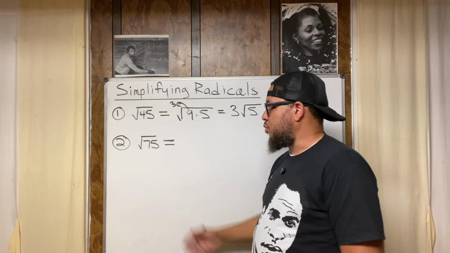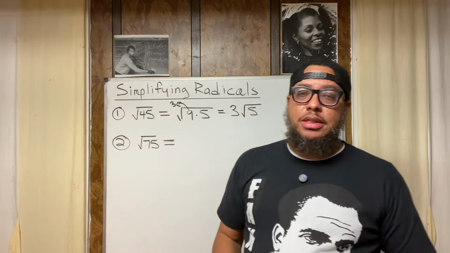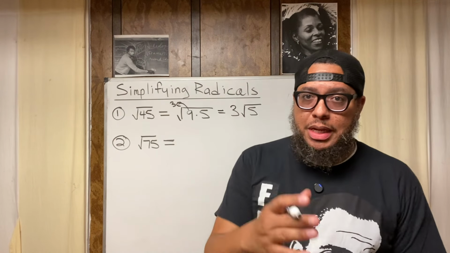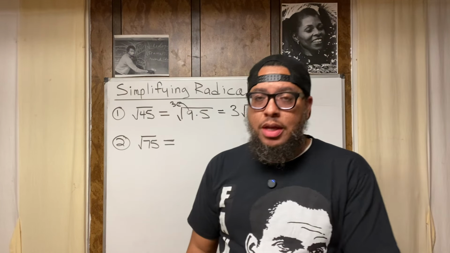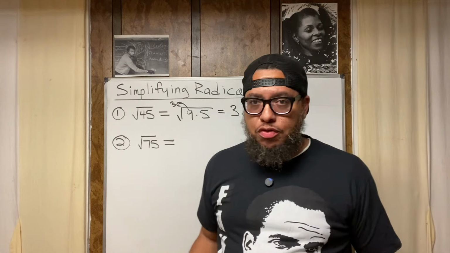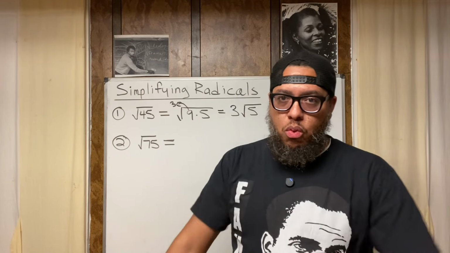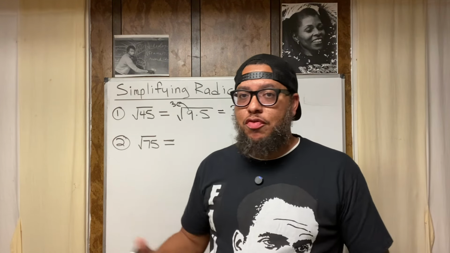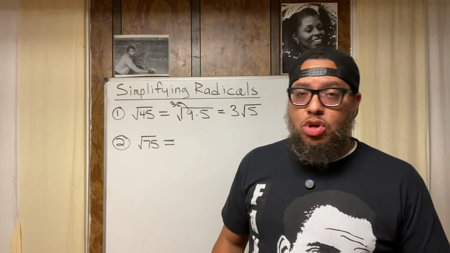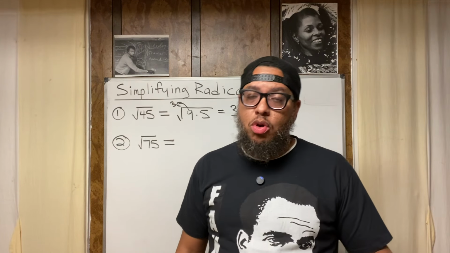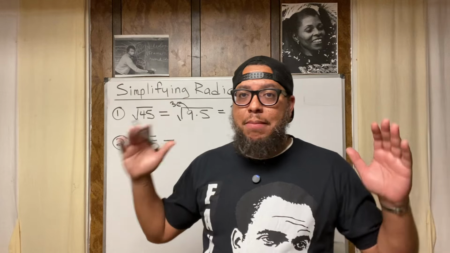Let's go to example 2, the square root of 75. First question, is 75 a perfect square? Meaning, is there a whole number that you can multiply by itself to equal 75? No. You have to know your multiplication facts to know that. You should actually memorize all the perfect squares from 1 times 1 up to 625 at minimum.